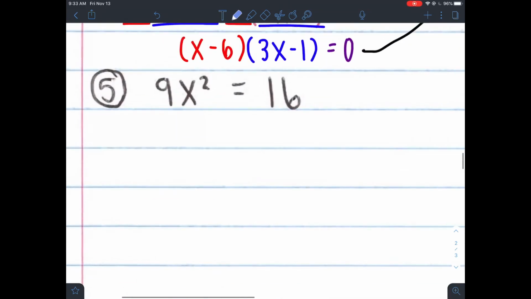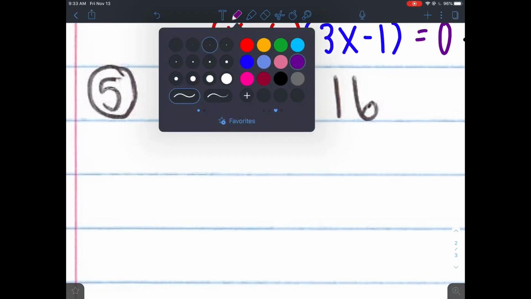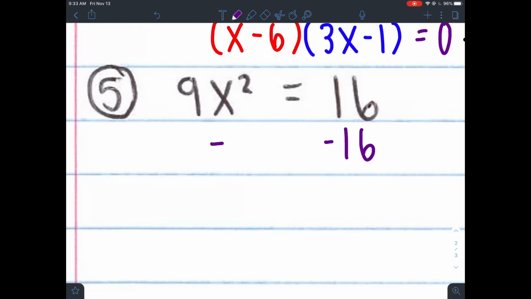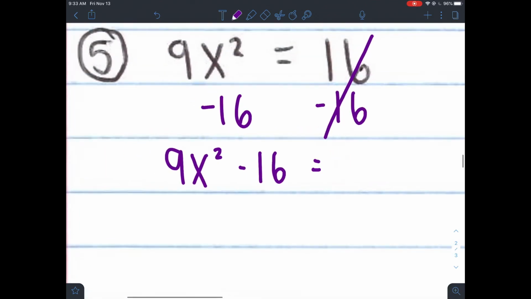All right, moving on to the next one, we have 9x squared equals 16. Remember, the first step in solving, or any type of factoring, is to get it in standard form. So you want everything on one side, and one side needs to be equal to 0. Now, the key is you want to keep your ax squared positive. So here our x squared term is already positive. We have positive 9, so you want to keep it over there. So we're going to move the 16 to the left side. In order to do that, we subtract 16 on both sides. So you do the opposite to get rid of it. So you have 9x squared minus 16 equals 0.